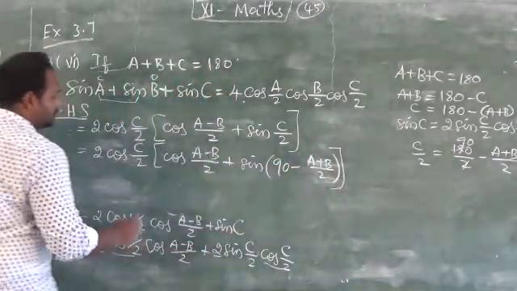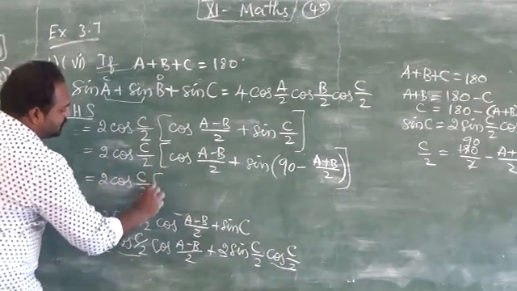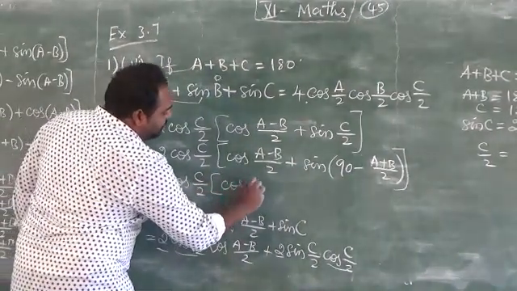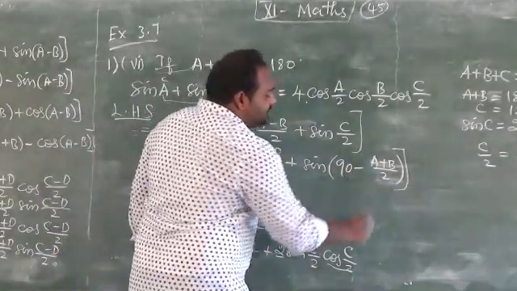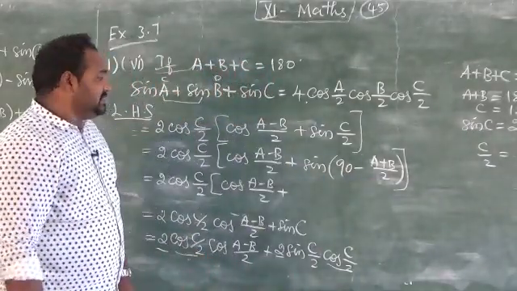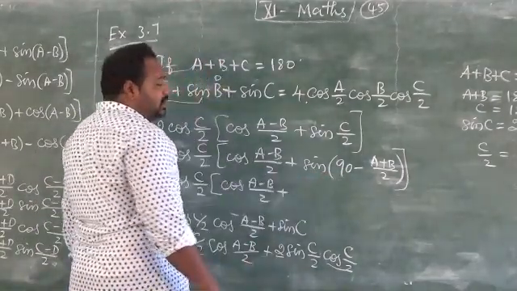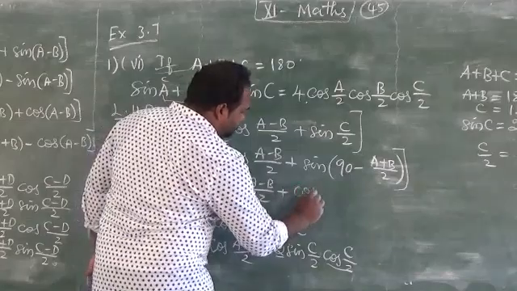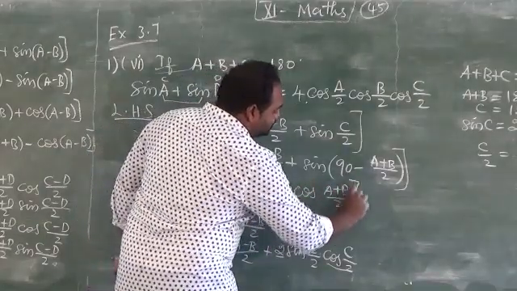Next, 2 cos(c/2) cos((a-b)/2 + 90 - theta), which is first quadrant, there is no change, sign changes. So instead of 90, we have changed co-ratio, sign will become cos((a+b)/2).